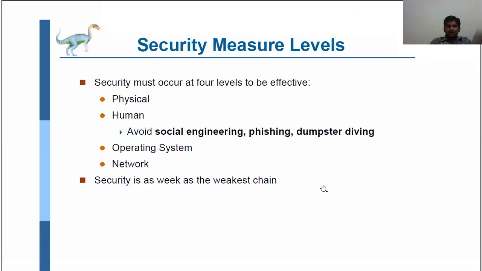Then security measure levels. Security must occur at 4 levels to be effective. So the 4 levels are physical, human, operating system and network. Security is as weak as its weakest chain. Weak as the weakest chain, that is the meaning.